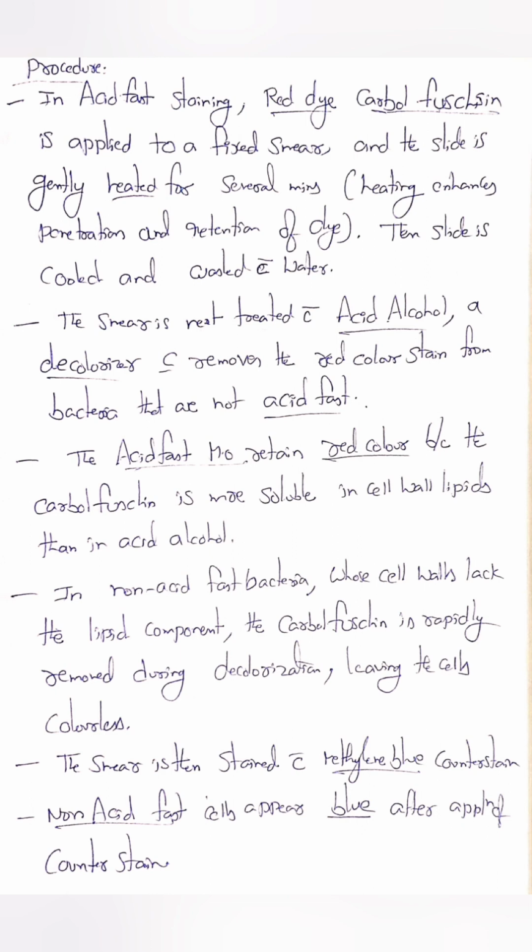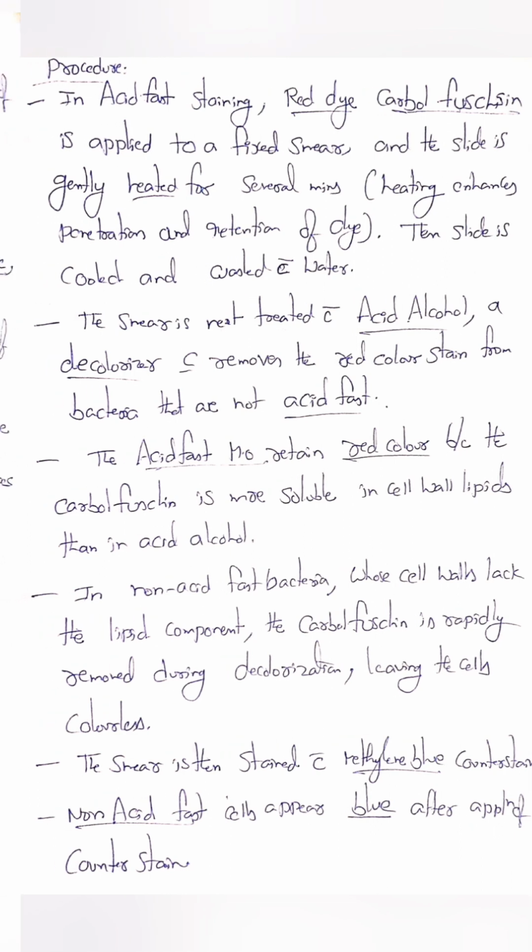The acid-fast microorganisms retain the red color because the carbolfuchsin is more soluble in cell wall lipids than in the acid alcohol. In non-acid-fast bacteria, whose cell walls lack the lipid components, the carbolfuchsin is readily removed during decolorization, leaving the cells colorless. The smear is then stained with a methylene blue counterstain. The non-acid-fast cells appear blue after application of the counterstain.